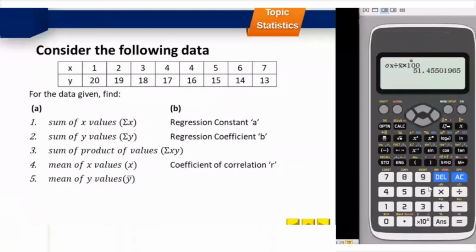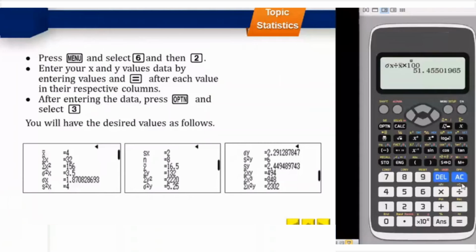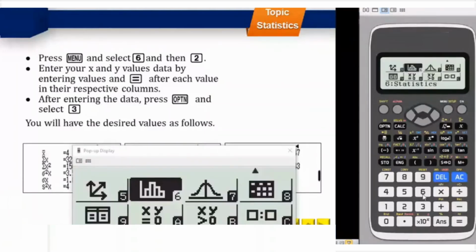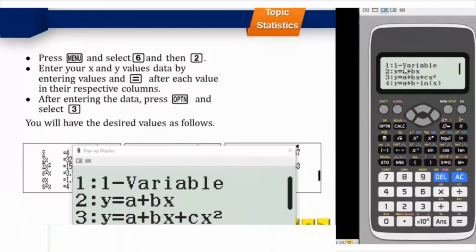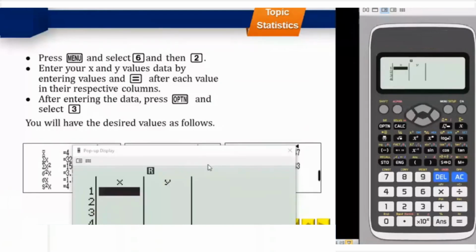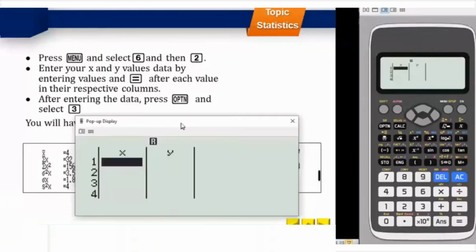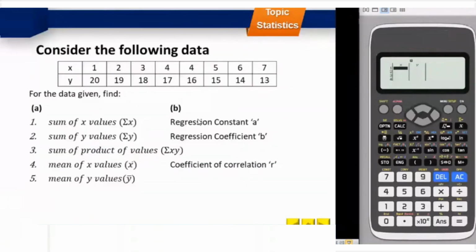So I will press menu and 6. I will enter the statistics mode. When it is raw data, I press 1. When it is grouped data, I press 2. I press 2, and now it is asking me for columns X and Y. Columns X and Y are these values, the values of X and Y. So let me write those values for you.